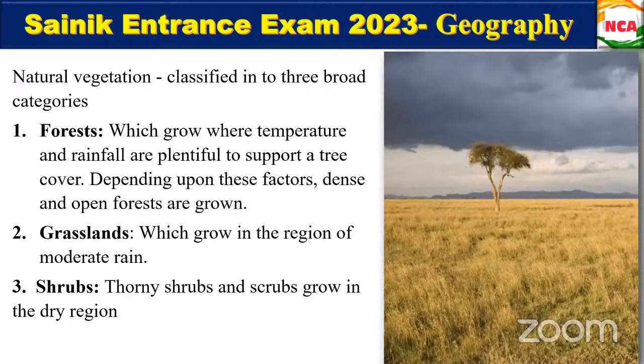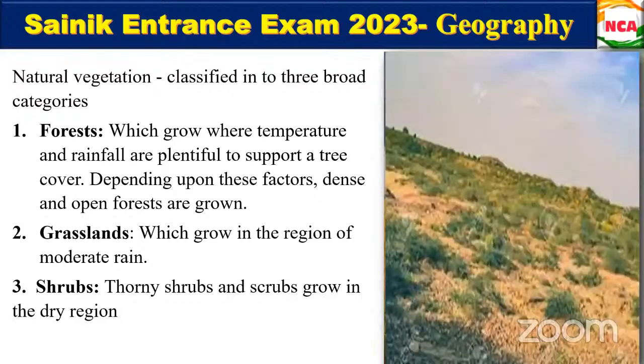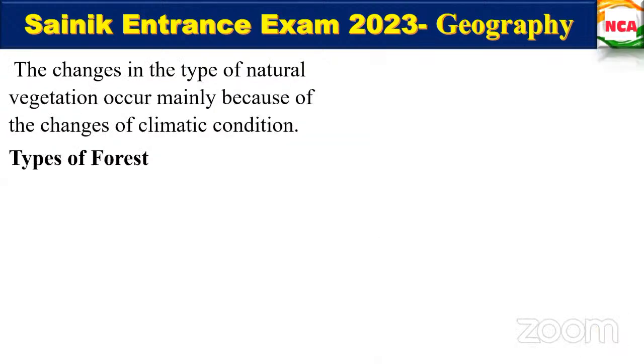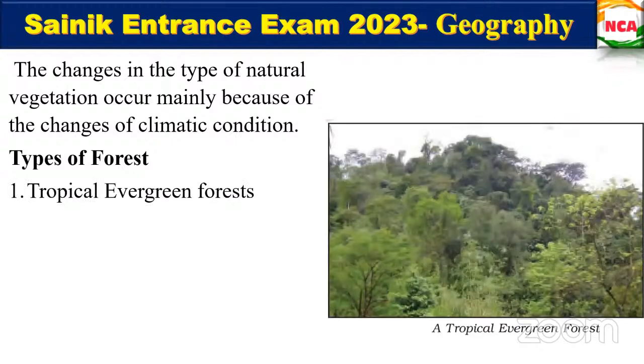Moving on to this one. Forest. We had three types of natural vegetation: forest, grassland, and shrubs. First, we have seen forests. There are different types of forest. Six major types of forest are there. One is tropical evergreen forest, where everything is evergreen, closely packed with each other. When you see the tropical evergreen forest, what are the common trees present in it? Any idea? We have seen it earlier, right?